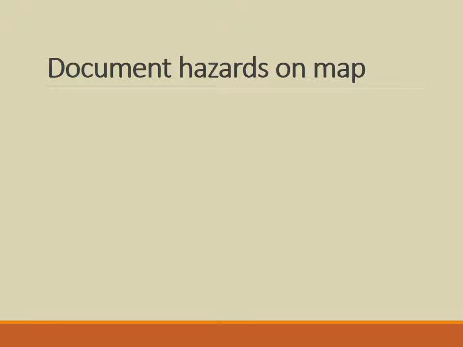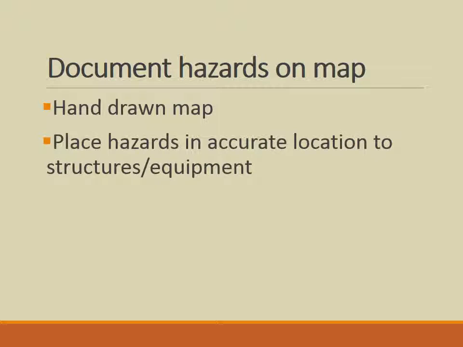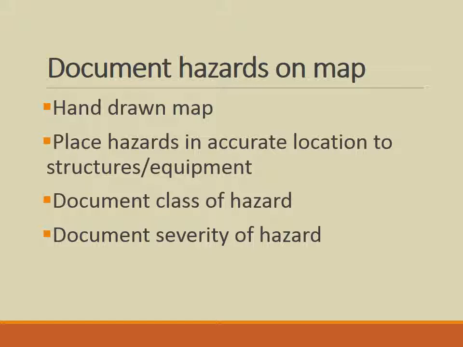The next step is to document the hazards on the map. This is just a hand-drawn sketch or drawn map that is done out in the field of the workplace. And once you have that hand-drawn map, you place the hazards in an accurate location to your reference points that you've already identified on your map. And you want to document the class of hazard as we went over a few moments ago. And you also want to document the severity of the hazard. You give it a class and a rating.